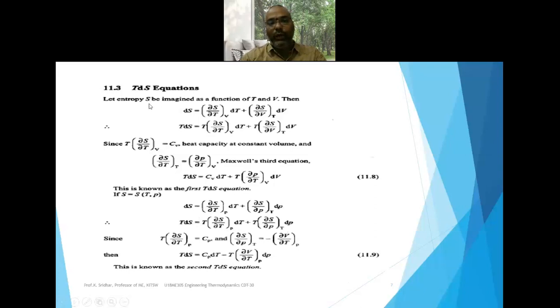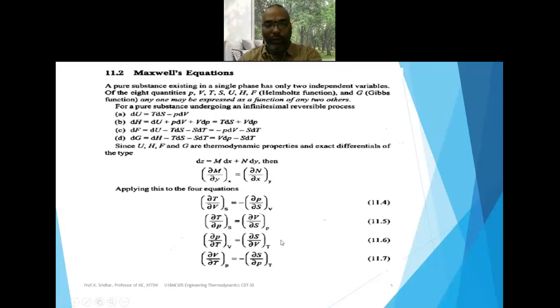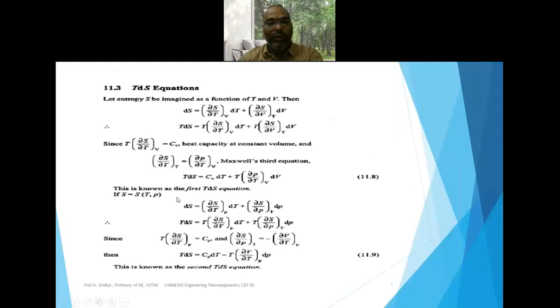Let us assume that entropy is a function of temperature and volume. Then entropy can be written like this. Here for the TdS value, from Maxwell's third relation, we obtain ∂S/∂T with respect to T is equivalent to ∂P/∂T with respect to V. It is the Maxwell third relation. We use the same thing: ∂S/∂V with respect to T is equivalent to ∂P/∂T with respect to V. Whenever you substitute this in this equation, we are able to have the first TdS equation, because basically we have two TdS equations. The first TdS equation is given by 11.8, that is TdS is equivalent to Cv dT plus T into ∂P/∂T with respect to V into dV. So it is the first TdS equation.